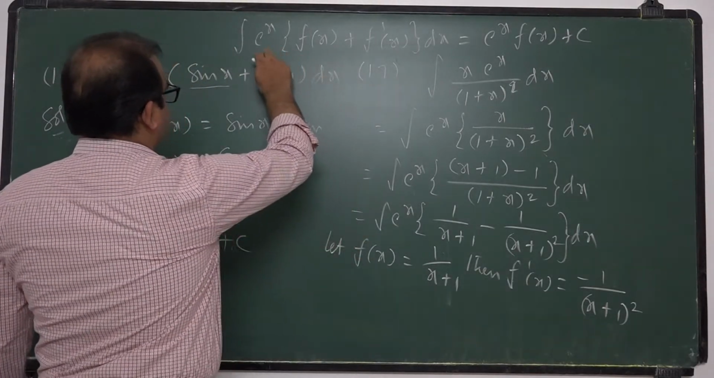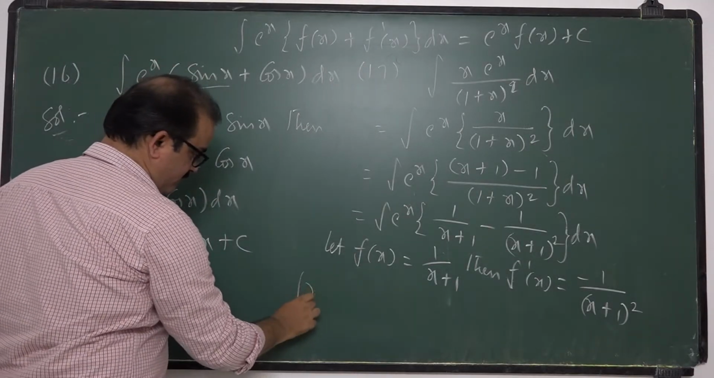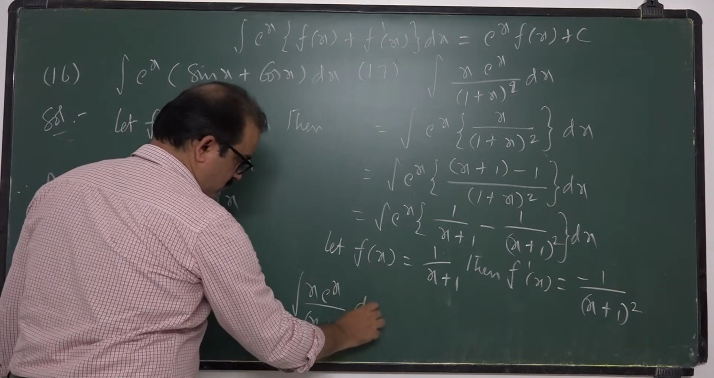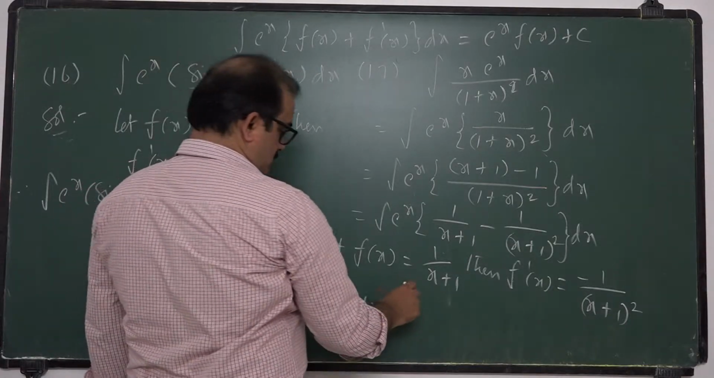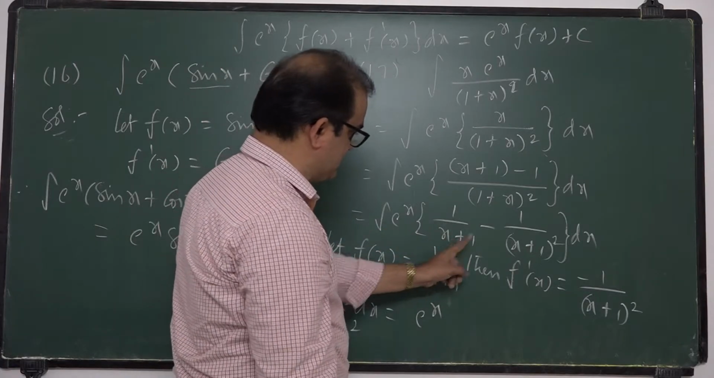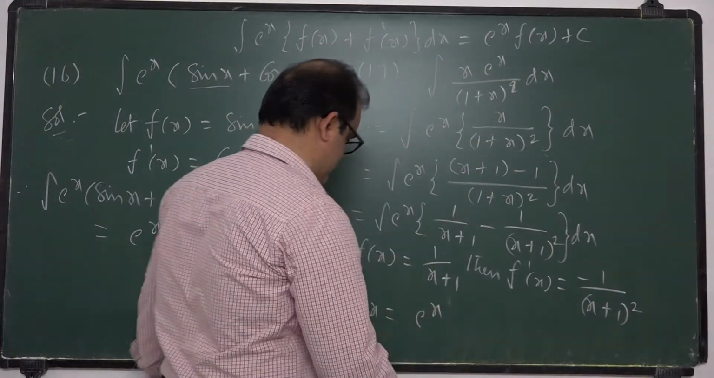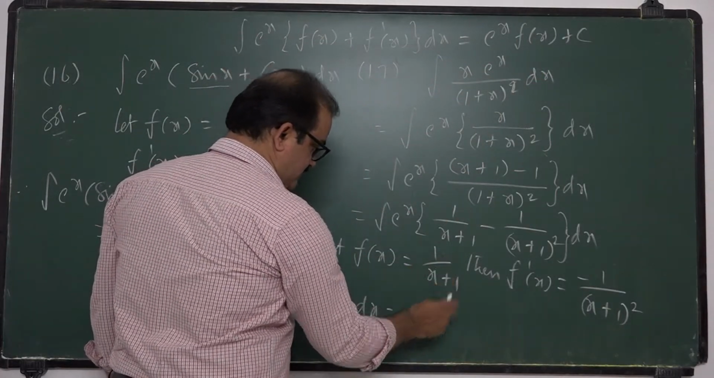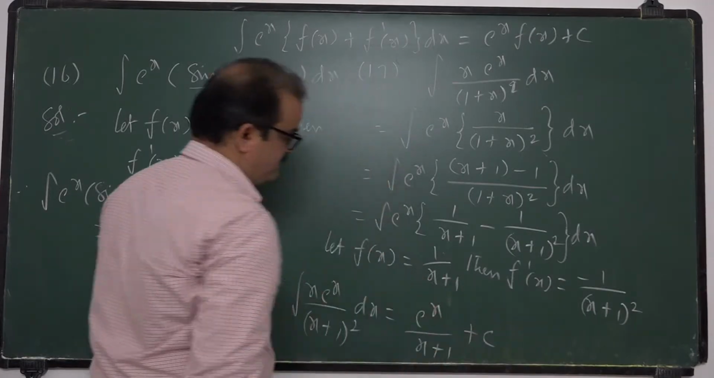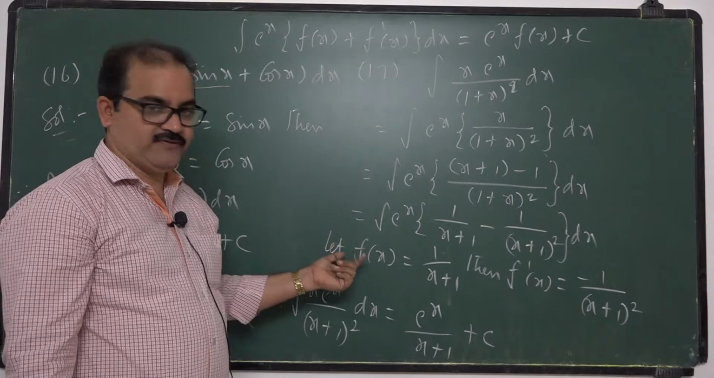Now apply this formula. From this formula, the integral of x e power x by 1 plus x whole square is in the form of integral e power x into f of x plus f dash x. From this formula, its value is e power x into f of x. What is f of x? 1 by x plus 1. So e power x by x plus 1 plus c. You must write this formula in each problem within the bracket.